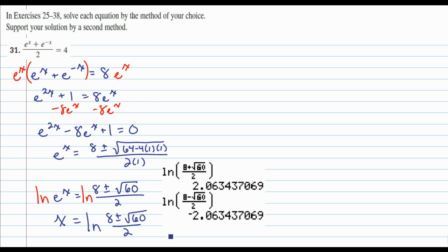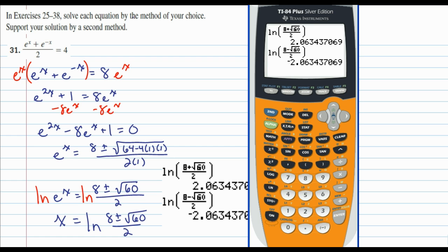So now I said we're going to do this by a second method, so I'm going to graph in y1 e to the x plus e to the negative x all over 2, and then in y2, 4. And then since I know my intersections are supposed to happen at negative 2 and positive 2, and then I'm looking for y equals 4, I just did zoom 4 and then changed my y max to 5 so I'd be able to see my line y equals 4.